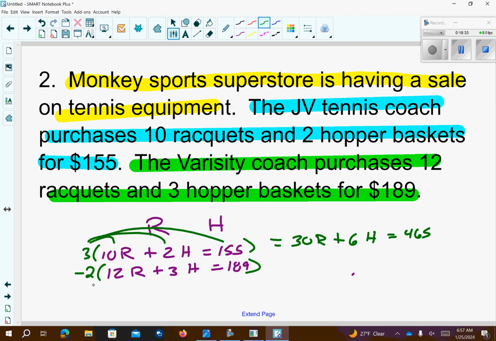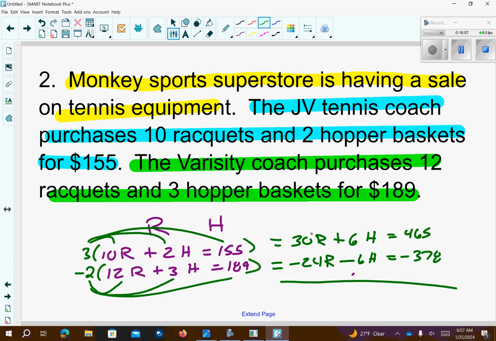Then I'm going to distribute on the bottom one, the negative 2 to everything. So negative 2 times 12R is negative 24R, minus 6H because negative 2 times 3. And then negative 2 times 189 is negative 378. Go ahead and add these together. So 30R minus 24R is 6R. Those cancel. So I'm going to go 465 minus 378, which gives me 87.